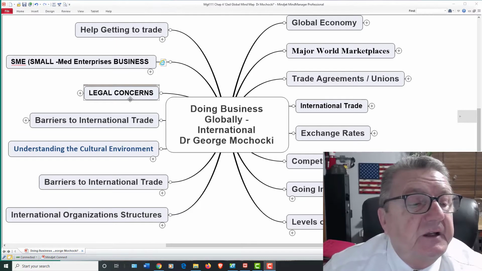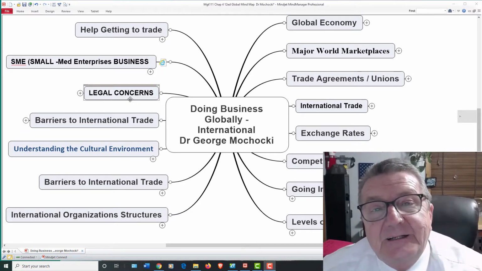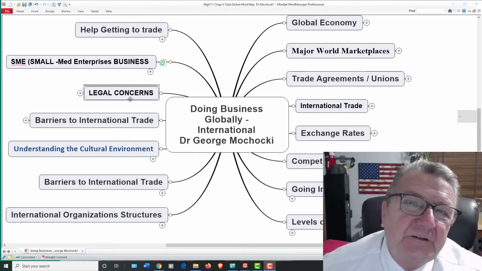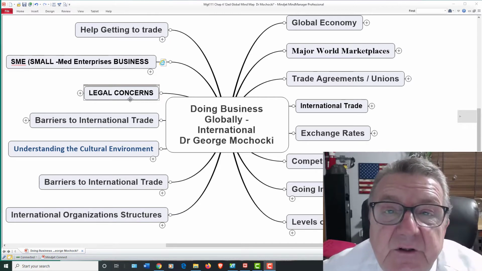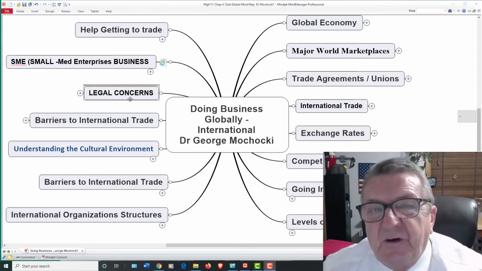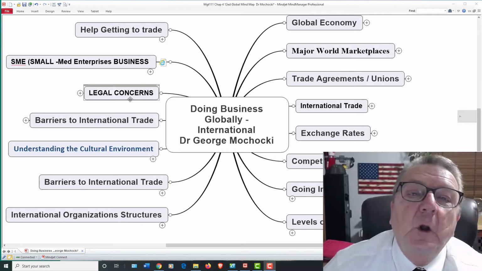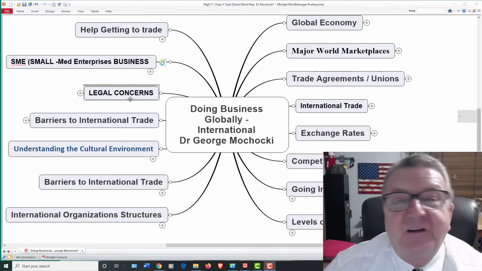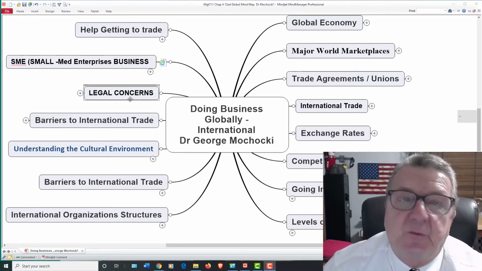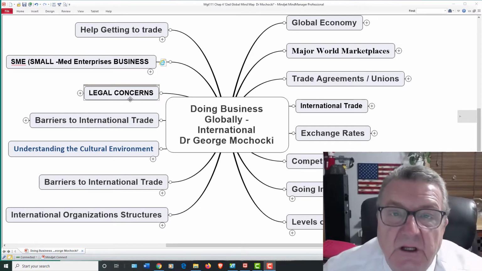Legal concerns and what they call SME. The SME is more of an international term. Here we'd call it the Small Business Administration, or small businesses up to 500. When you're going globally, they refer to small businesses as SME, small to medium enterprises, all right, and getting help with trade. So that's what we're going to be talking about.